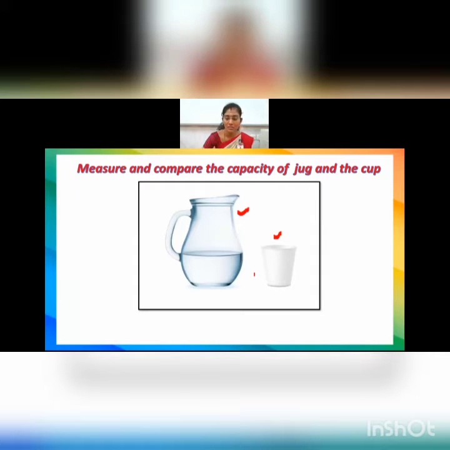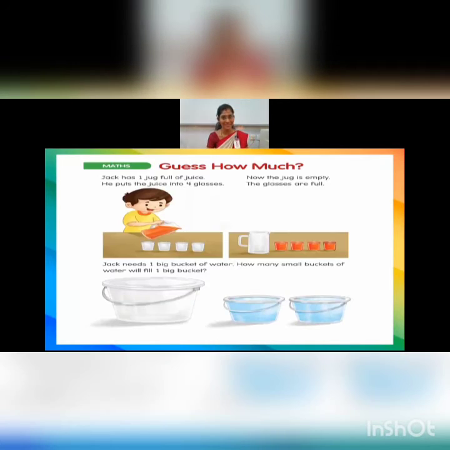Let's check our guess from the content book. Guess how much, this is from the content book, volume 4. Okay, let me read it. Jack has one jug full of juice. He puts the juice into 4 glasses. Now the jug is empty. The glasses are full. Can you see the picture, children?